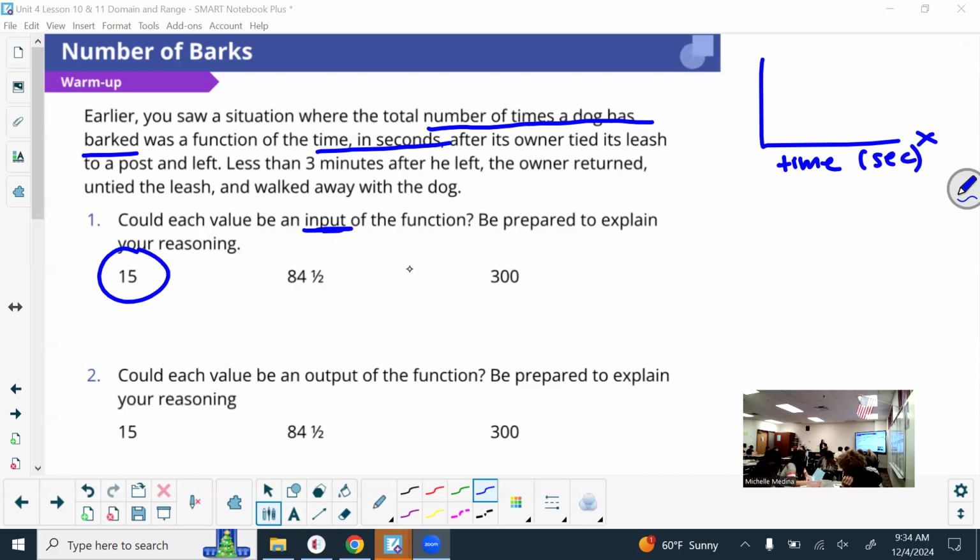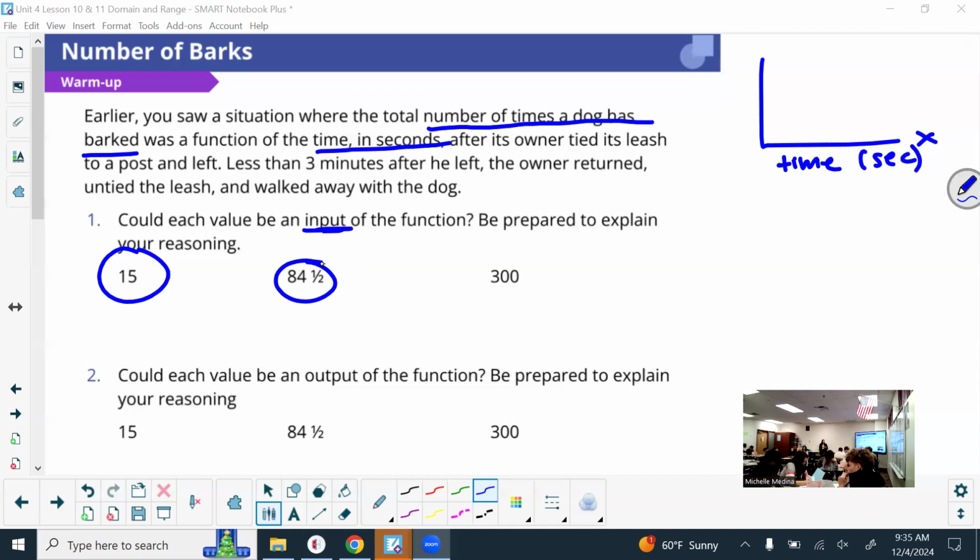Okay, back to you. Table 3, what do you think? 84.5, is that a possible amount of seconds we can have in this? Yes. Can you have a fraction of a second? Does 84.5 fall within 3 minutes? So yeah, that can be a possible amount of seconds in this situation.